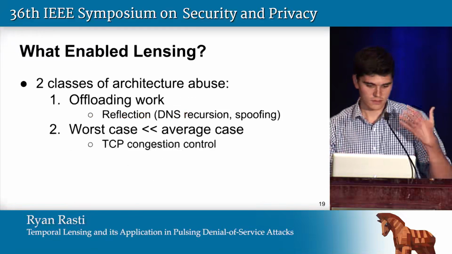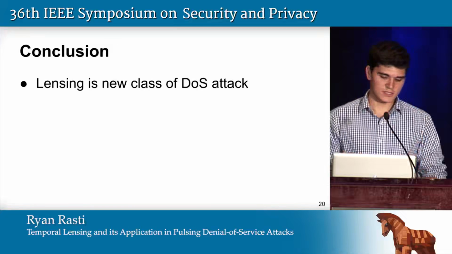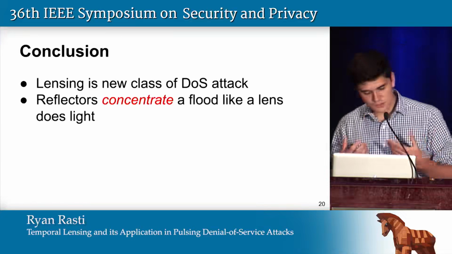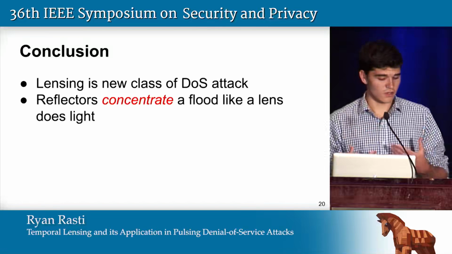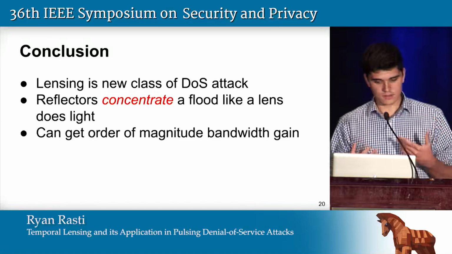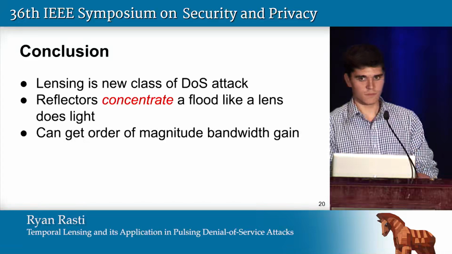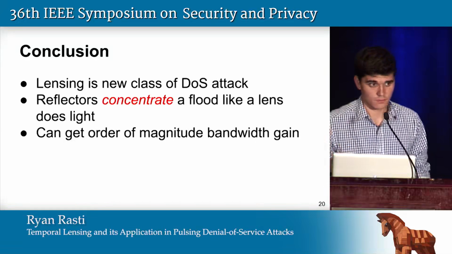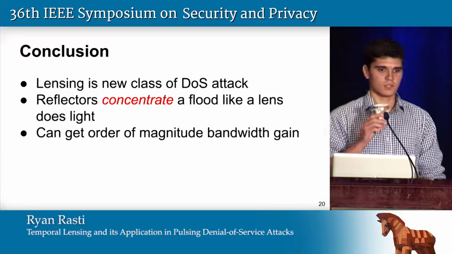Okay, and then to move a little faster here. So to conclude, we've introduced temporal lensing. It's a new class of denial of service attack, and it uses reflectors not to amplify per se, but to concentrate a flood. Very similar to how a lens focuses light, and by itself, it can get an order of magnitude bandwidth gain, and if combined with amplification, perhaps even more. And so thanks everyone for your time, and I'll take any questions.